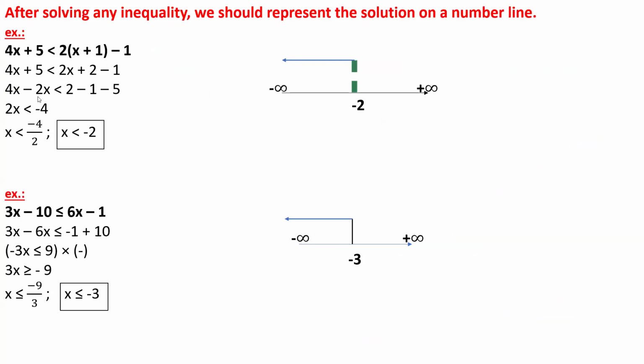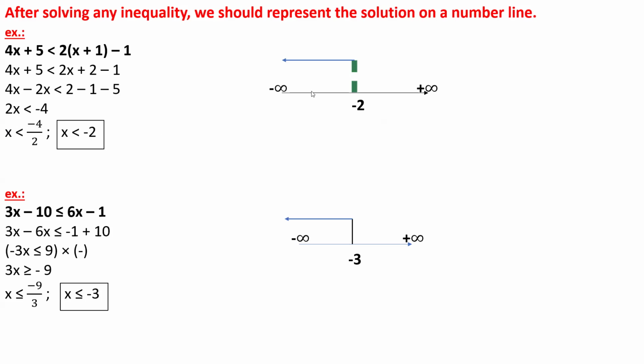Now all x to side 1, all numbers to side 2: 2x less than minus 4. The coefficient of x is positive, so I divide all the inequality by 2. 2x by 2 is x, less than minus 4 over 2. What's minus 4 over 2? It's minus 2. Now I get x less than minus 2. Is minus 2 included? No.